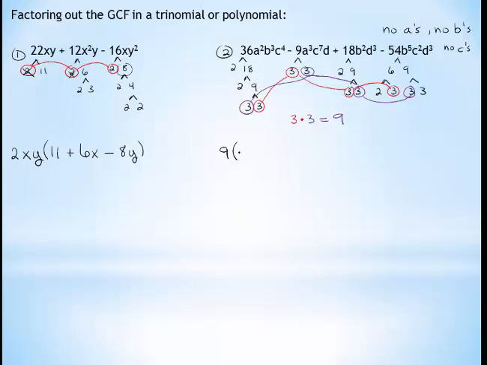So 36 divided by 9 is 4. 9 divided by 9 is 1. 18 divided by 9 is 2. And 54 divided by 9 is 6. And since they had no letters in common to all 3 or 4 terms, we could not factor out any letters. So be very careful of that.